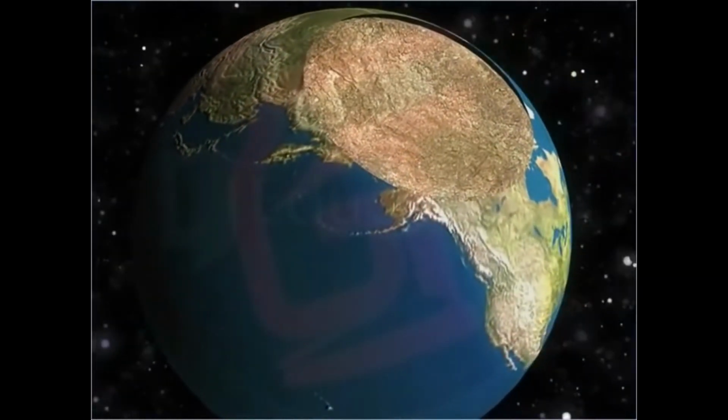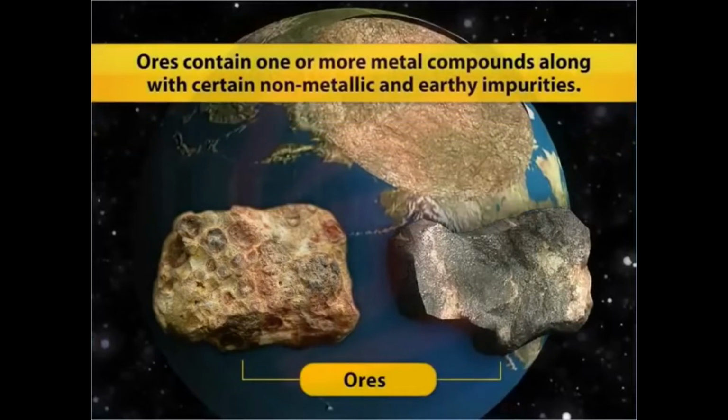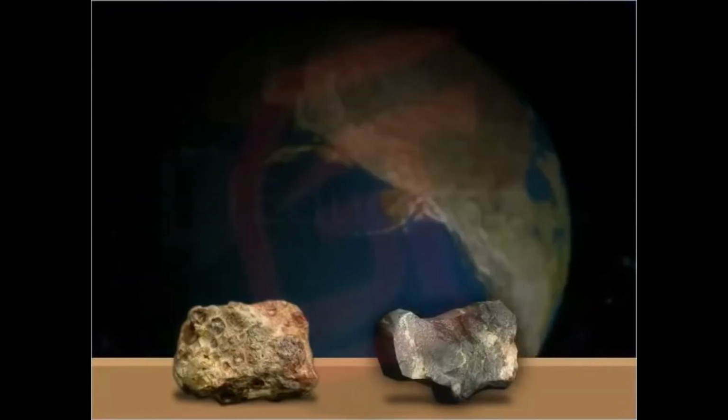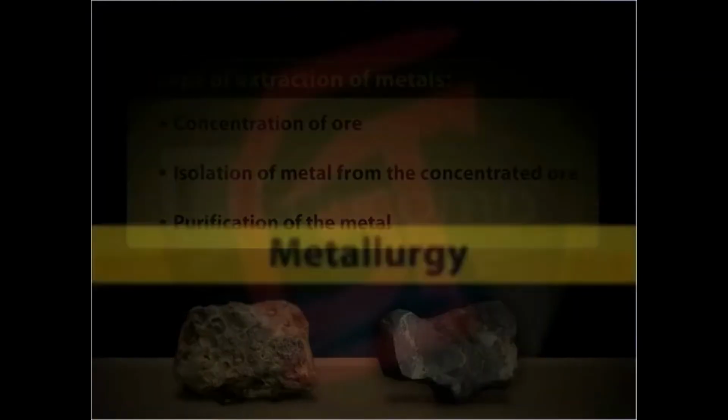Ores are found in the earth crust and contain one or more metal compounds along with certain non-metallic and earthy impurities. The extraction of a metal from its ore involves several physical and chemical processes such as the concentration of ore, isolation of metal from the concentrated ore, and purification of the metal. All these processes are collectively referred to as metallurgy.